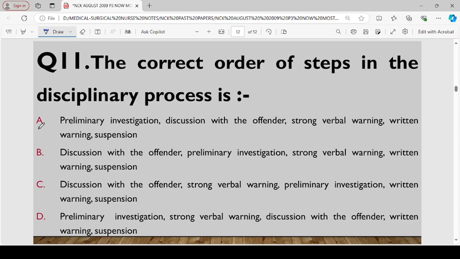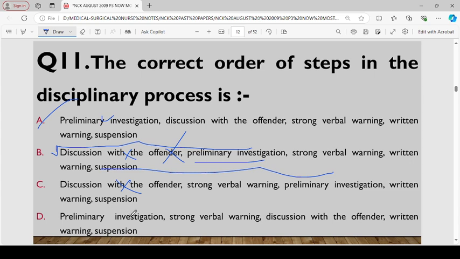Number 11, the correct order of steps in the disciplinary process includes, all right, the preliminary investigation, which is okay. You don't start discussion with the employer before you do the preliminary investigation, right? So this one needs to be here, and this makes this option wrong. Discussion with the offender before the preliminary investigation. This makes this one wrong again.